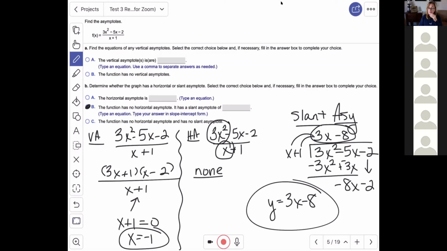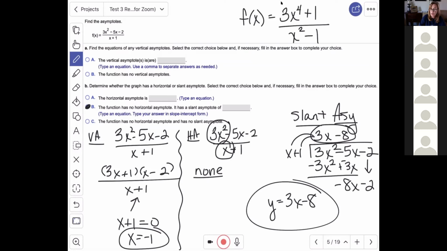Will we ever have an example where it's no horizontal asymptote as well as no slant asymptote? You know, I'm not sure, but let me show you an example just to show you. If it's okay, I'll just put it up here. If I gave you a function like 3x to the 4th, something like that.